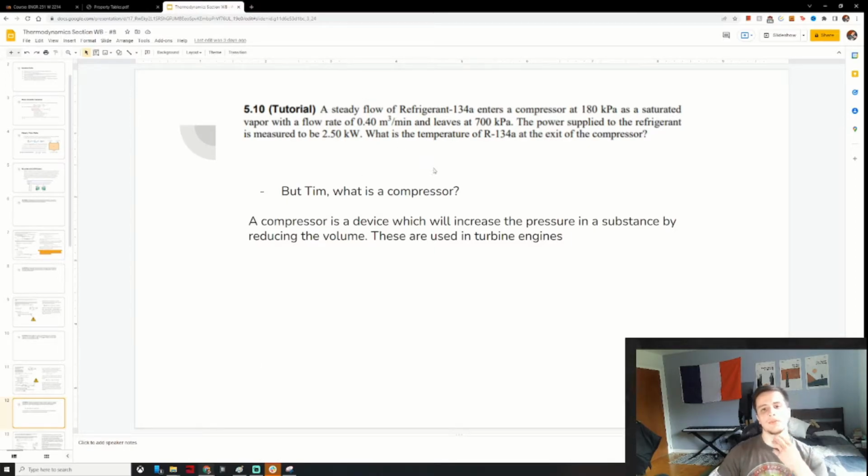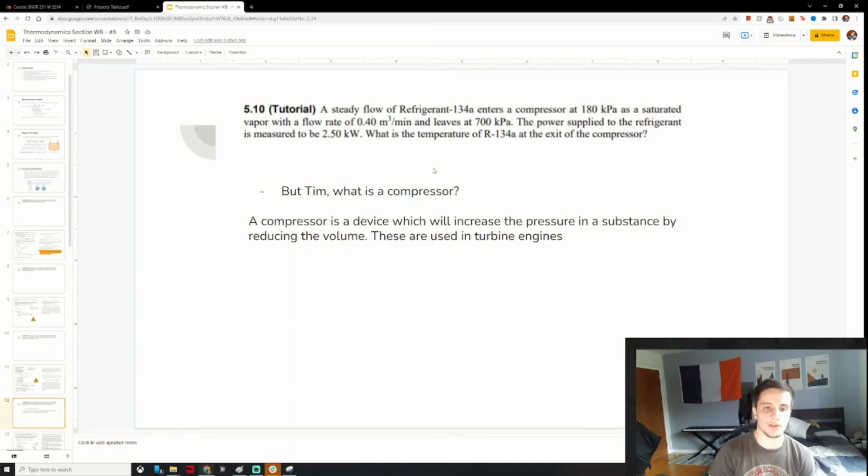So a steady flow of refrigerant enters a compressor at 180 kilopascal. Steady, they told us that it's steady, so mass flow rate is the same throughout. Has a saturated vapor, so now they give us the state, and that's good. With a volumetric flow rate of 0.4 meters cubed per minute, and leaves at 700 kilopascal. The power supplied to the refrigerant is measured to be 2.5 kilowatts. So here, that's one of the hints that I was talking about. And what is the temperature of the refrigerant at the exit of the compressor?